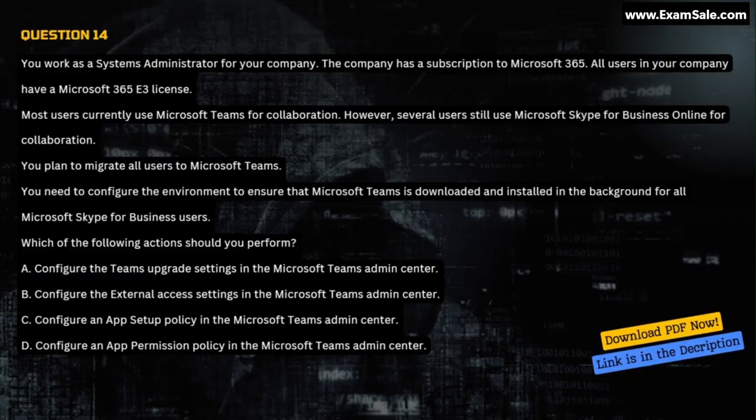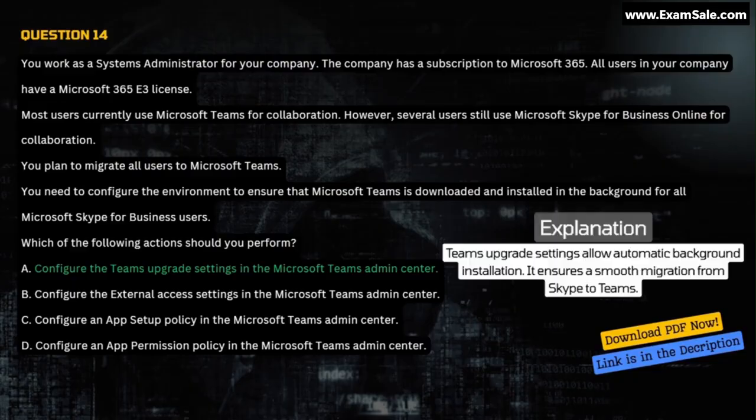A. Configure the Teams upgrade settings in the Microsoft Teams Admin Center. B. Configure the external access settings in the Microsoft Teams Admin Center. C. Configure an app setup policy in the Microsoft Teams Admin Center. D. Configure an app permission policy in the Microsoft Teams Admin Center. Correct answer: A. Configure the Teams upgrade settings in the Microsoft Teams Admin Center. Explanation: Teams upgrade settings allow automatic background installation. It ensures a smooth migration from Skype to Teams.